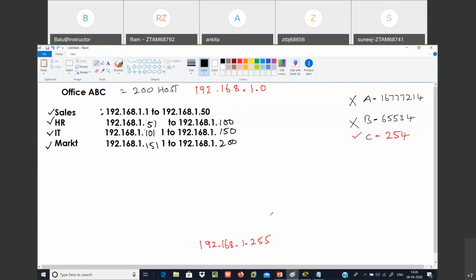Okay, perfect. But as per my requirement as a network administrator, the sales department should not communicate to HR. HR should not communicate to IT. IT should not communicate to marketing. Like inter-department communication should not be there. Each department should not communicate to any other department. Then what was the solution? Change the network. Very good. A different network.